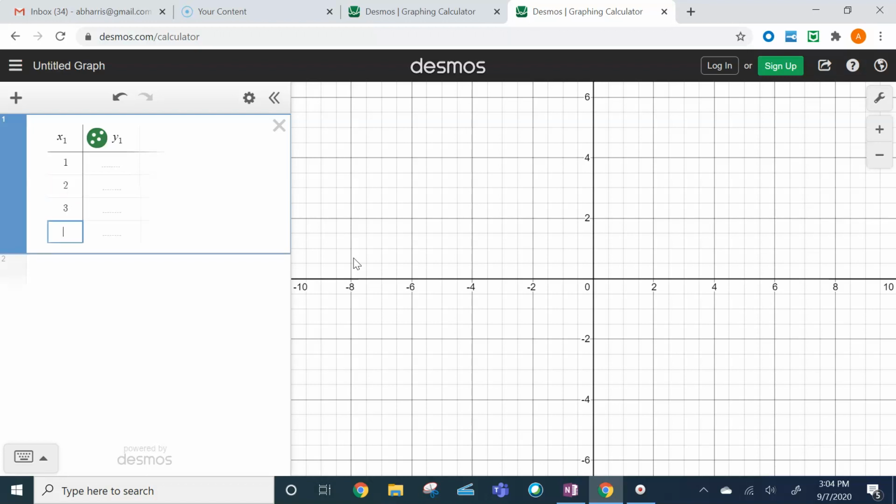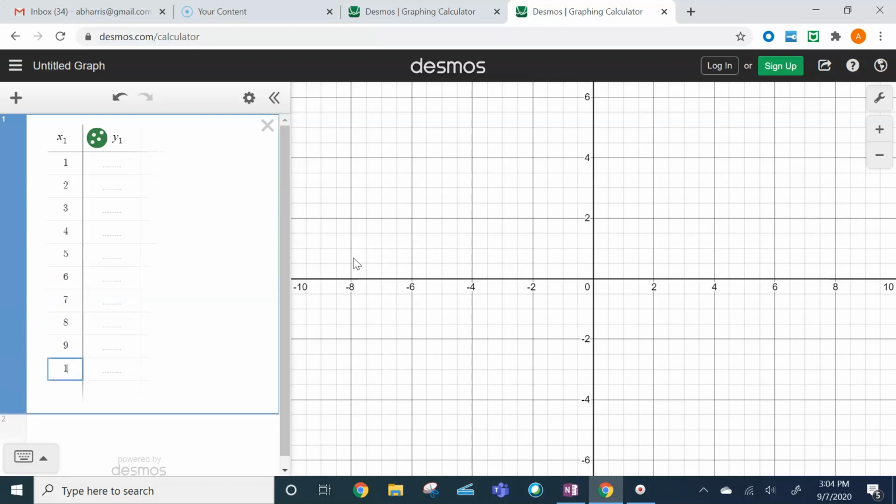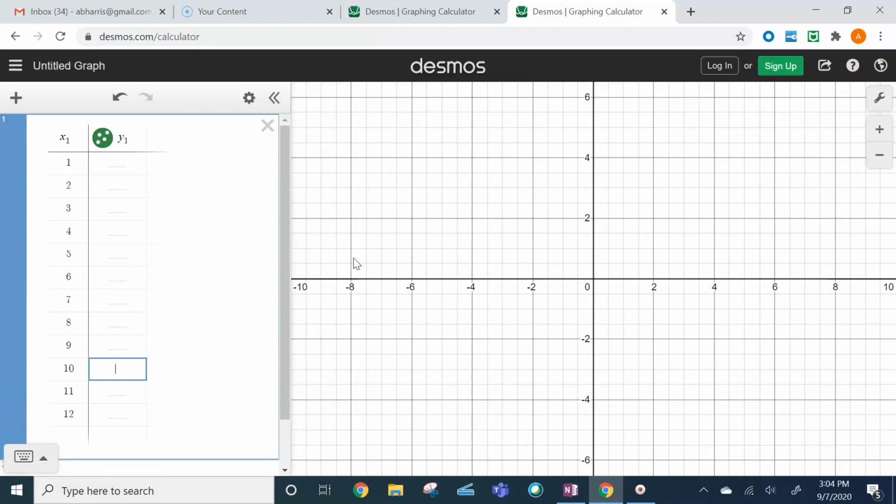The months, and then average monthly temperature. That one was 30.7. Next one was 32.5, 40.4, 47.4, 57.1, 67.4, 74.2. Alright, so I have all my data.